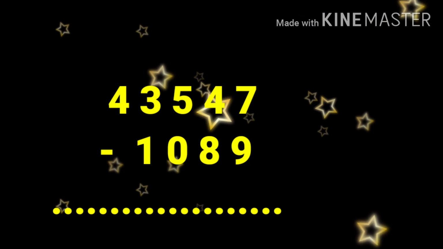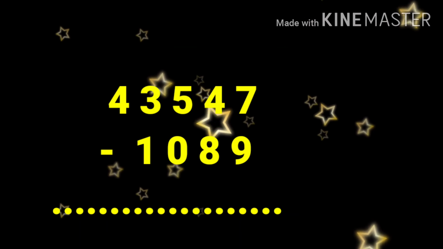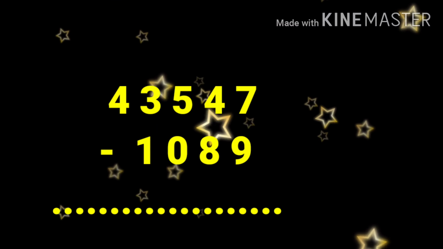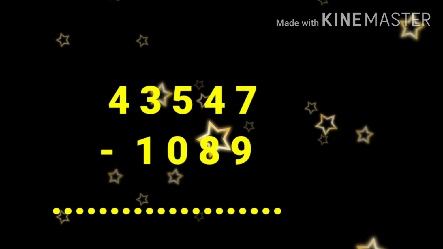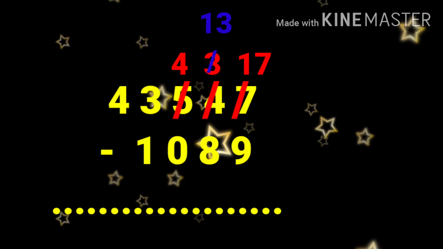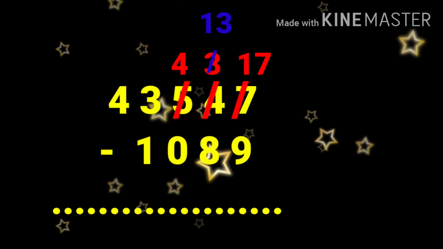Next example. Subtract 1,089 from 43,547. So first of all we have to check whether it is match or not match. So ones place is 7 and 9. This is not match. So 7 will take borrow from 4. 4 will become 3 and 7 will become 17. Now 17 and 9 is match.